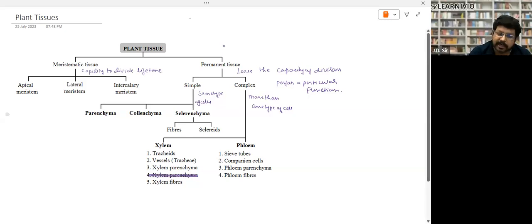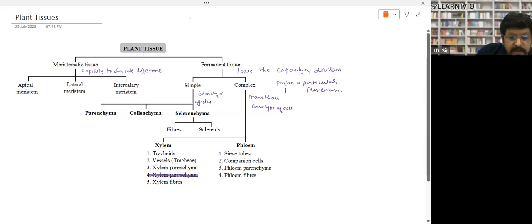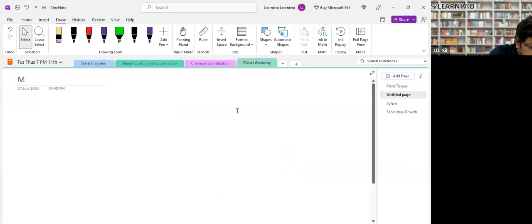So we will start with the meristematic, right? First start writing what the meristematic tissue is, and I'll tell you the properties of meristematic tissue, and I'll show you the diagram of this type of meristematic tissue. So first we will add on meristematic.